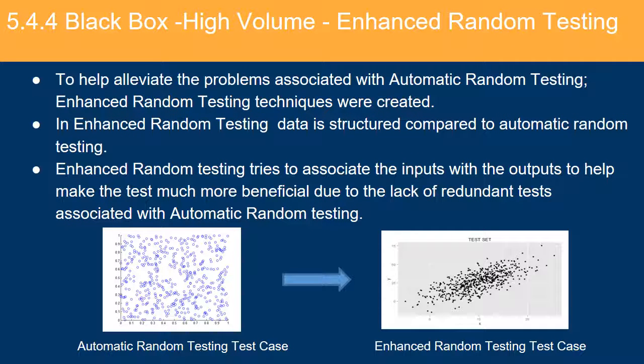Black box high-volume enhanced random testing. It was created to alleviate the problems associated with automatic random testing. In enhanced random testing, data is structured, compared to automatic random testing where they just dump a whole bunch of input values. Enhanced random testing tries to associate the inputs with the outputs to help make the test much more beneficial, due to the lack of redundant tests associated with automatic random testing.